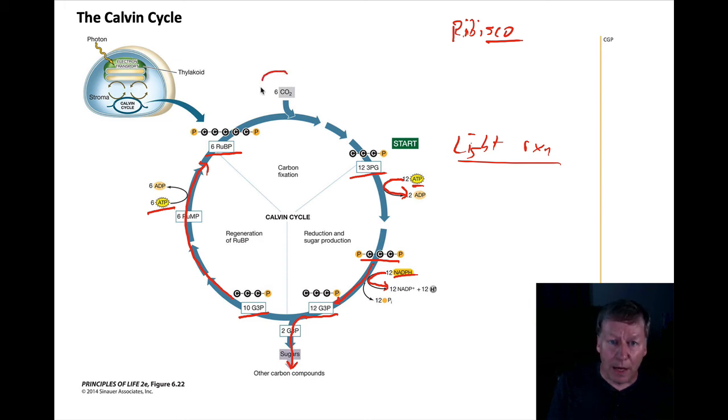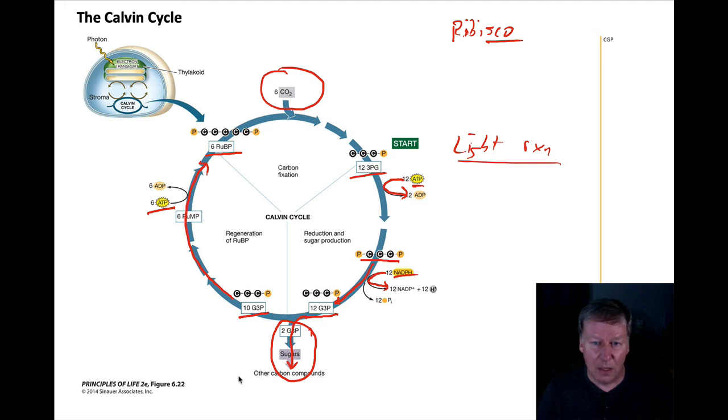I want to point out, why do we need the input of carbon dioxide every time? 6 carbon dioxides. We need it because every cycle we're losing carbon to become sugar. So we need to replace that carbon, and carbon dioxide is the source for providing that extra carbon so we can keep this cycle going forever without running out of carbon. So that's the carbon cycle. Hopefully that made sense. Okay?